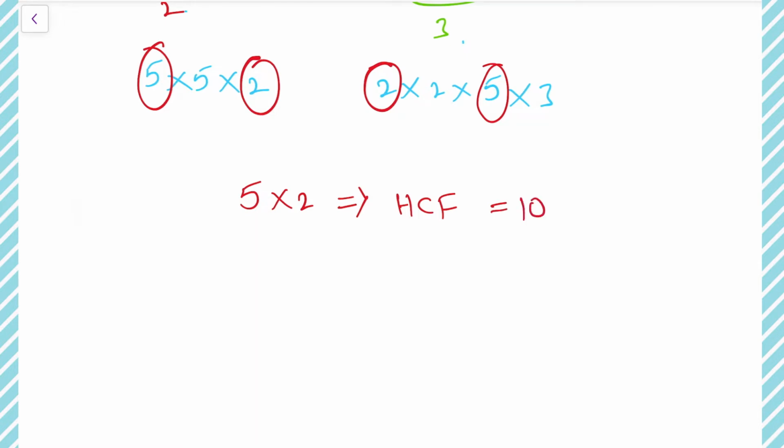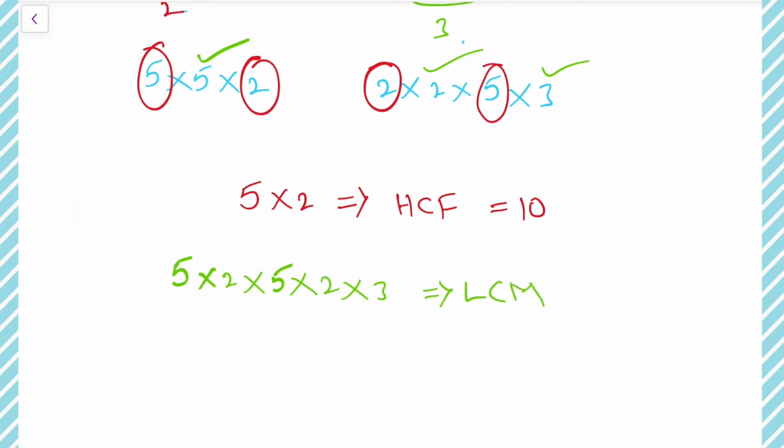Now next, to write the LCM, first write the common numbers, that is 5 and 2, into. Now except these 5 and 2, write all the remaining numbers. Here 5 is there, so into 5, here 2 is there, into 2, into, here 3 is there, 3. This number will become our LCM. So HCF is 10 and LCM will be 5 into 2 into 5 into 2 into 3. That is 5 2s are 10, 5 2s are 10, 10 10s are 100, 100 into 3 is 300. So LCM of those two numbers is 300.